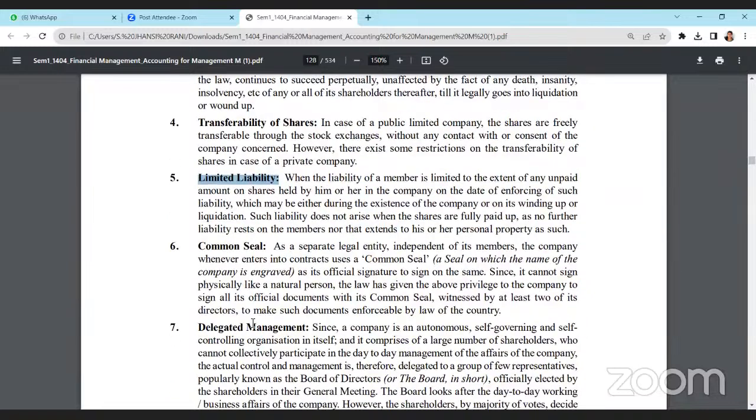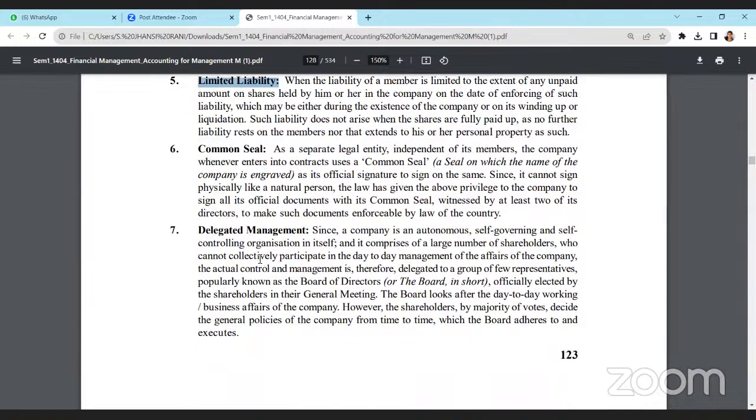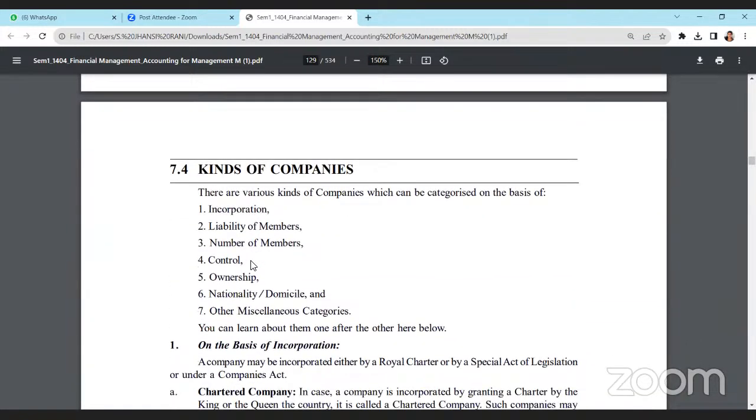It also has a common seal, like colleges, institutes, universities, and other organizations, which we recognize by their seal or stamp. Similarly, companies have a common seal. There is not one owner who looks after the business; we have different shareholders, but the owners will not look after the company. They will hire a director or management. So management and ownership are different, and there are different kinds of companies.